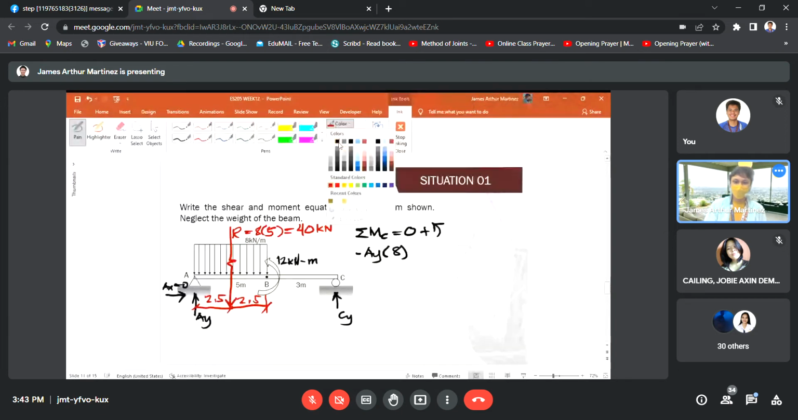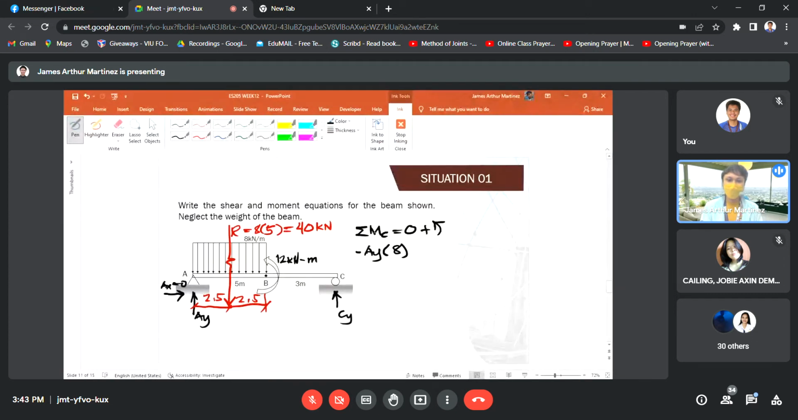So now, continuing with the summation of moment at point C. You have AY and then what other force is involved? R. Your resultant force of your distributed load will cause counterclockwise rotation with respect to point C. That's why it has positive sign convention, times moment arm 2.5 plus 3 meters, and that is 5.5.